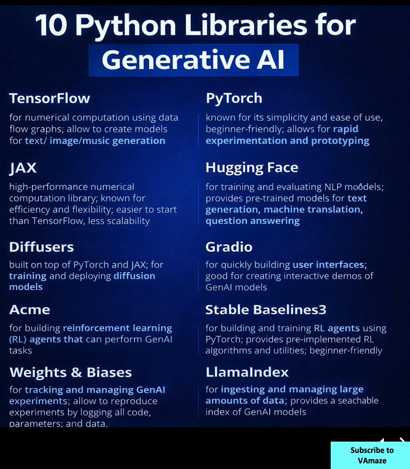Hugging Face Transformers is arguably the most important library in this entire list for the modern GenAI era. It provides pre-trained models and tools for training and evaluating NLP models, covering text generation, machine translation, question answering, summarization, and more. Its model hub hosts tens of thousands of community models ready to use in minutes.